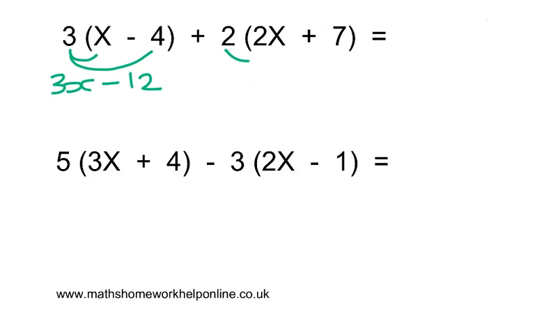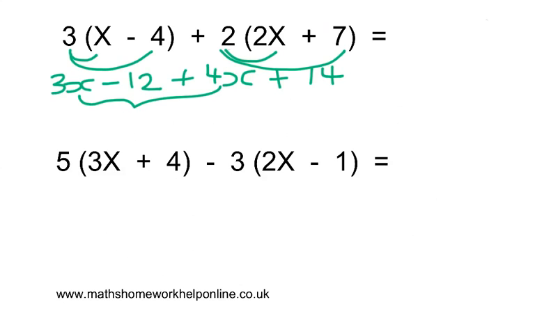Then we're going to do 2 times 2x, so 2 times 2 is 4, so that will be plus 4x. And then 2 times 7, so 2 times 7 is 14, so that will be plus 14. And now we need to collect together the like terms. So if we collect together the x terms, we've got 3x plus 4x is just 7x. And then we've got minus 12 plus 14. So minus 12 plus 14 is the same as 14 minus 12, so that will be plus 2. So putting that all together, the final answer is 7x plus 2.